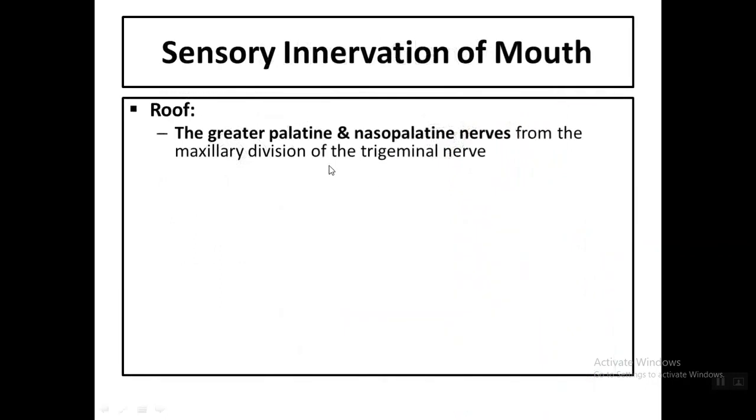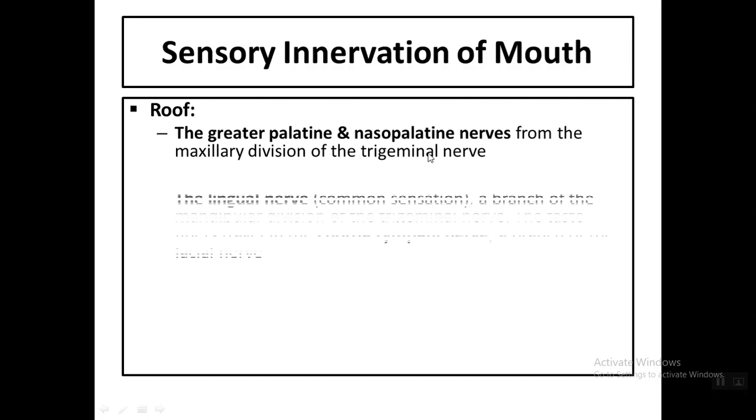What is the sensory innervation of the mouth? To the roof that is formed by the hard and soft palate, it is supplied by branches of the maxillary nerve, the greater palatine and the nasopalatine nerves. These are branches from the maxillary division of the trigeminal nerve.